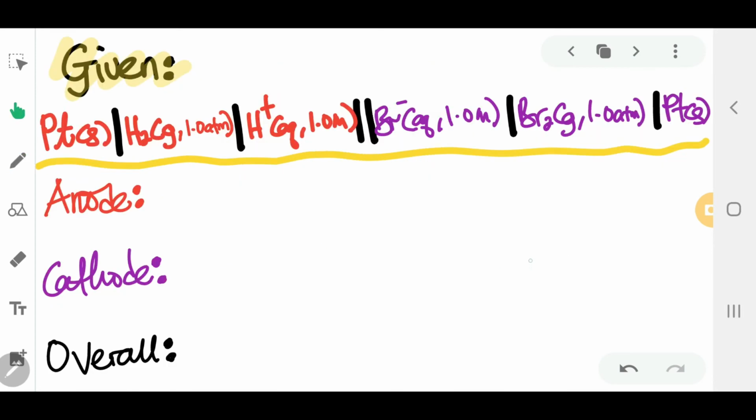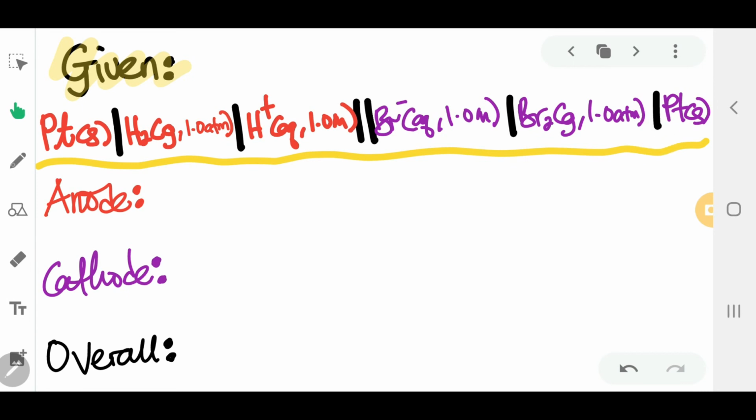Now we have something slightly different. So instead of writing the cell notation from a given overall cell reaction, you are instructed to write down the half cell reactions and the overall reaction for the given cell notation over here. Both of them are in the phases of gas. You have the anode in gas and the cathode in gas as well. Okay, do you remember this part over here representing the anode, salt bridge, cathode? So that's how you're going to read the cell notation.